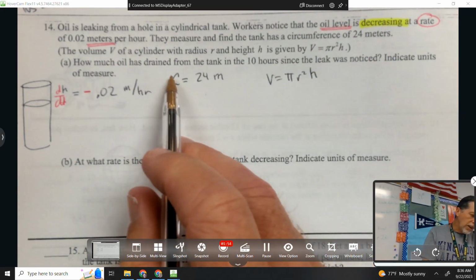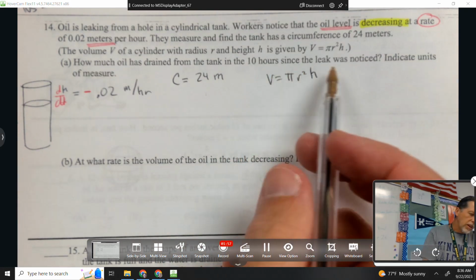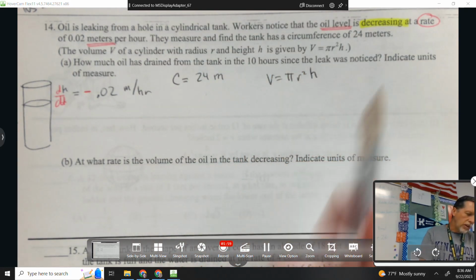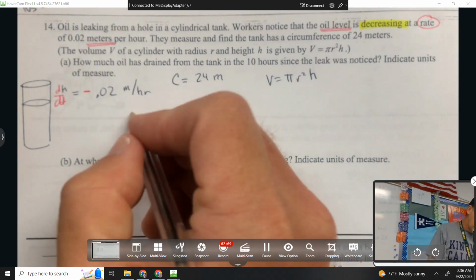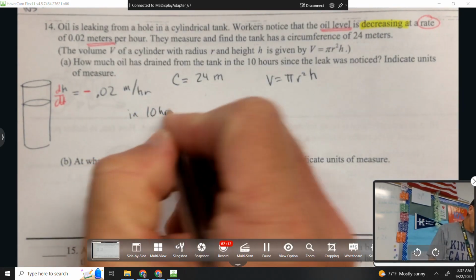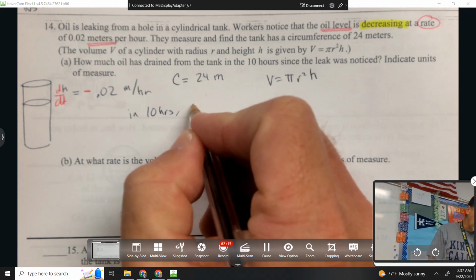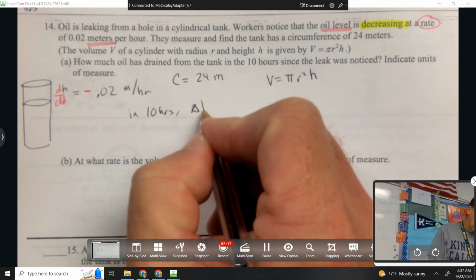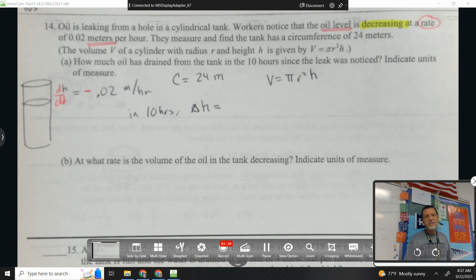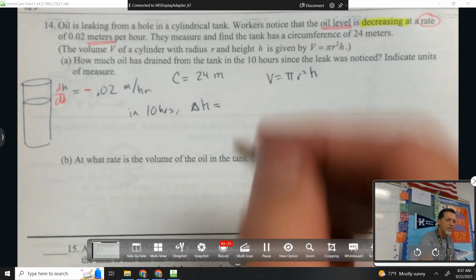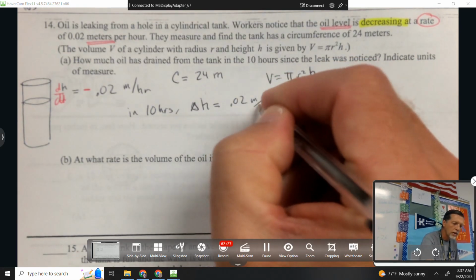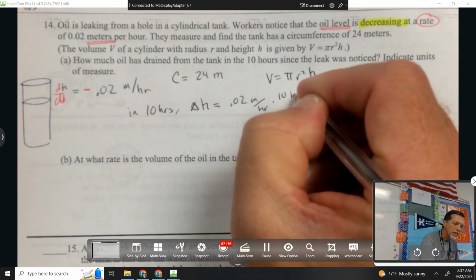How much oil has drained from the tank in the 10 hours since the leak was noticed? Indicate units of measure. Oh, well, that's different than the problem we've done before. So in 10 hours, what's the change in height been? How much has it gone down in 10 hours if its change in height is 0.02 meters per hour? 0.2. Yeah, so 0.02 meters per hour times 10 hours.